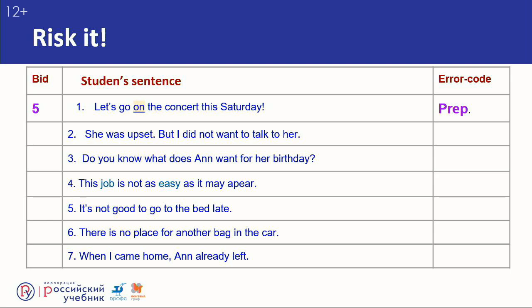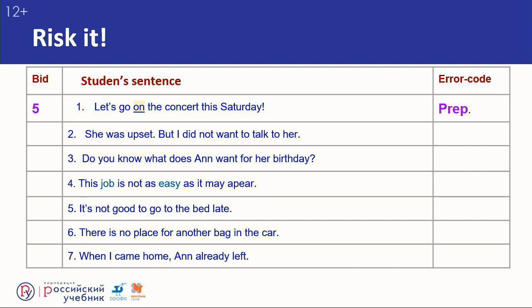I have labeled it with an error code. Obviously, it's a preposition, right? It should be "Let's go to the concert." I wrote an appropriate error code, which is "prep," which stands for preposition in my error code. And have a look at this very important right column.